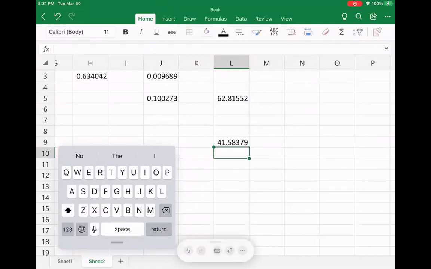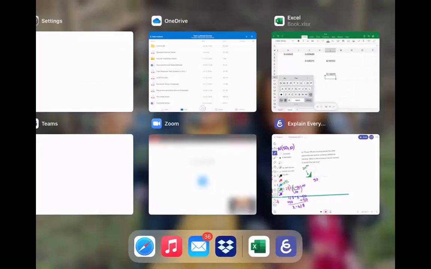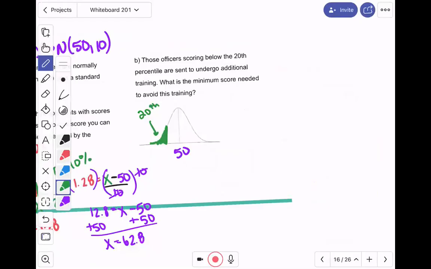Type that in. Looks like a 41.6. If you score 41.6 or lower, you're going to go to additional training. Does that answer make sense? Does this X value of 41.6 make sense? Yes or no? Yes. Yes, because it is lower than 50. And again, you can go verify that if you want to by plugging in norm.dist.